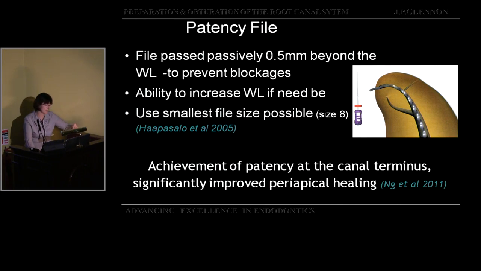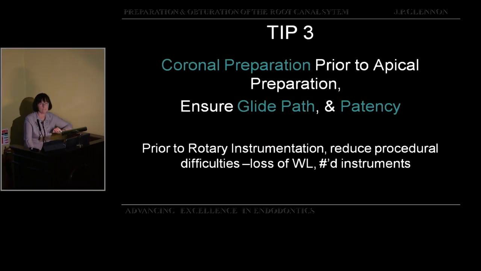We need to consider a patency file. That's a very small file, passed about 0.5 millimeter beyond your working length. It allows you to increase your working length if you need to, and you should be using the smallest file possible. This research from Kishkula, Bavala and Paula Ng and the Eastman, where they reviewed their success rates over very considerable numbers of teeth, they felt that achievement of patency at the canal terminus significantly improved their periapical healing. So when you're preparing, it's not all about the rotary system that you have in your practice, it's the principles of how you do the job that's terribly important.